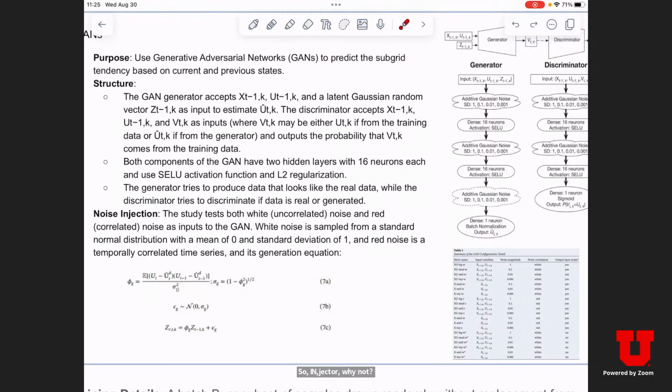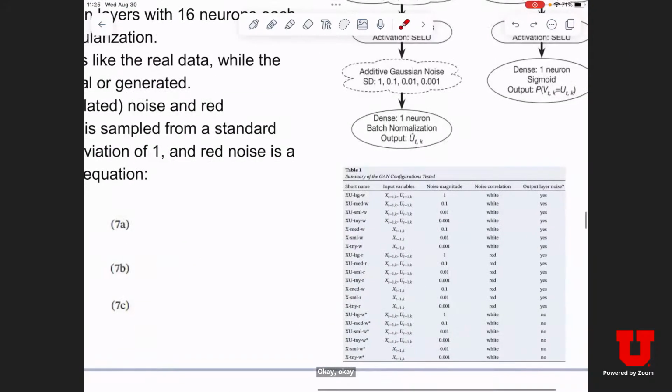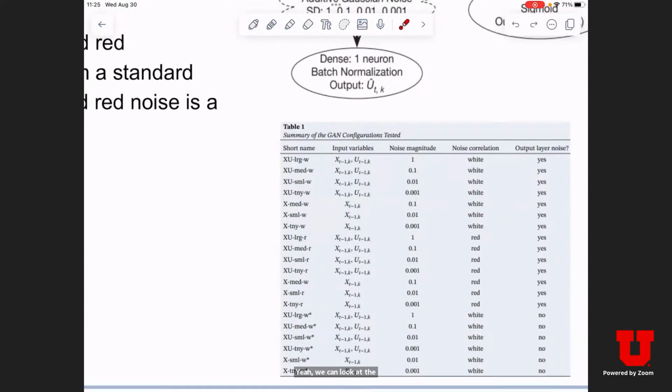So they have multiple GANs. Some GANs have no noise injections, some GANs have the white noise and some GANs have the red noise. So it's just a test of which kind of GAN has the best performance. Yes, we can look at the table. You can see this is all the different GANs. Some GANs have 2 input variables, but some GANs only have 1 input variable.